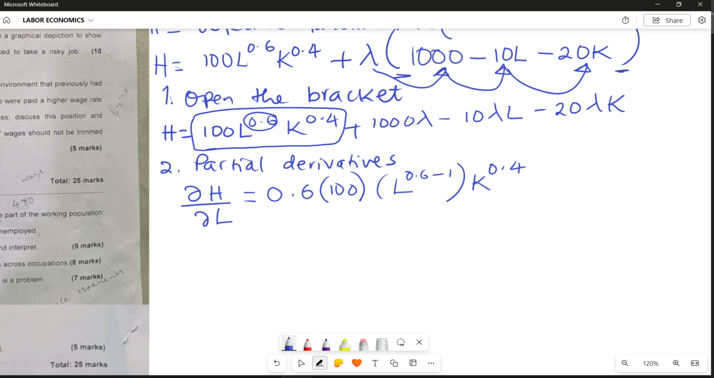Then where is labor again? So labor is also present there, which means that we have to differentiate that term minus 10 lambda L with respect to labor. So this will become minus, which is that negative there.